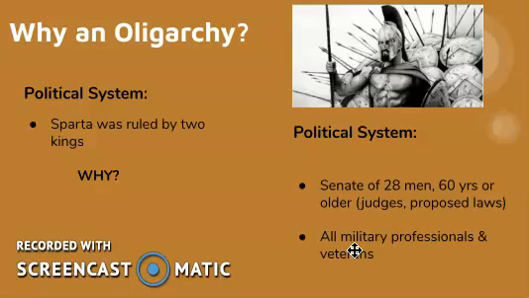Why an oligarchy? It's a political system. Sparta was ruled by 2 kings. The reason they were ruled by 2 kings is because when Sparta was settled and established, you had different settlements coming in and making up this area. You have Athens and Sparta. They made up this area, and the larger of the settlements came to an agreement that they would rule dually. So there were 2 kings. Political system: a Senate of 28 men, 60 years or older, who were judges and proposed laws, all military professionals and veterans.